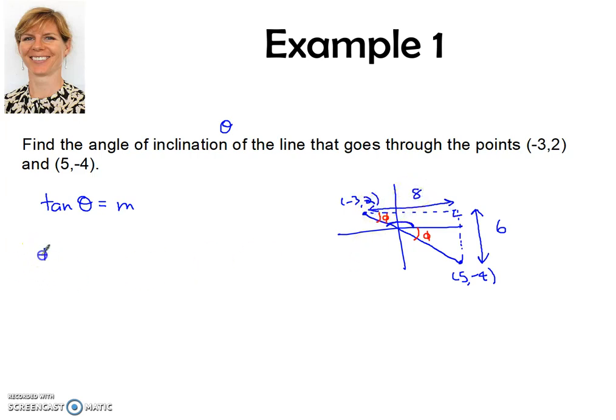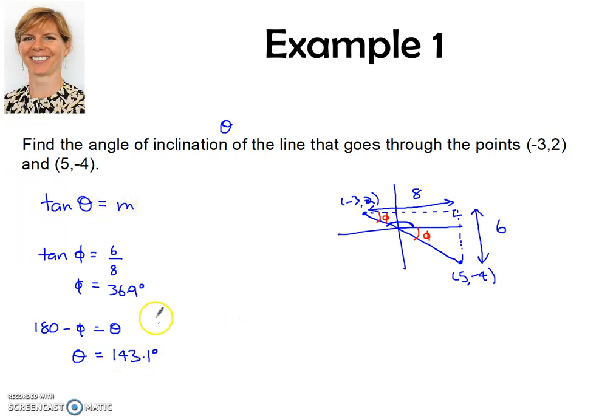Okay, so tan of phi equals 6 over 8, which gives me a value of phi of 36.9. And then obviously from there, theta is going to be 180 minus phi equals theta. So theta will be 143.1.